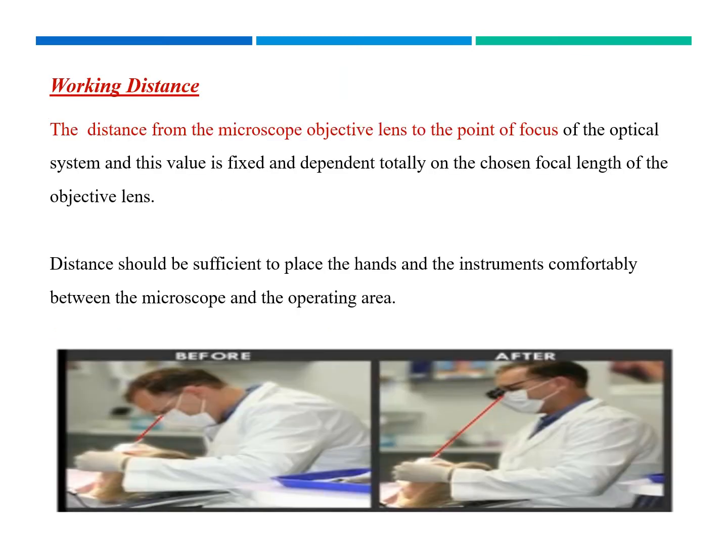Working distance is primarily from our eye to where we are working. That is the distance from the microscope objective lens to the point of focus. That could be anything: the tooth, the gingiva, the finish line, anything in case of dentistry. So the distance should be sufficient. What we need to remember is that the distance needs to be sufficient to place the hand and the instrument comfortably between the microscope and the operating area, as depicted in the picture. You need enough accessibility to the patient as well as your instruments, and you must be able to see.